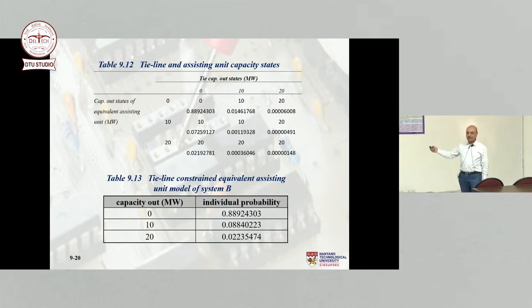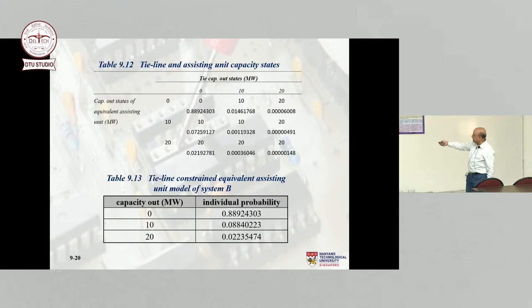Remember, independent events, probability of A and B is probability of A multiplied by probability of B. So you know the capacity out 0 megawatt from system B. You know capacity out 0 megawatt from the tie line. You multiply the two and you will get this probability. Okay? And then you see there are different states. 10 megawatt out, 0 megawatt out from here, but 10 megawatt out from the line. So total will be 10 megawatt out. 10 megawatt out here, 10 megawatt out from the line, total will be 20 megawatt out.